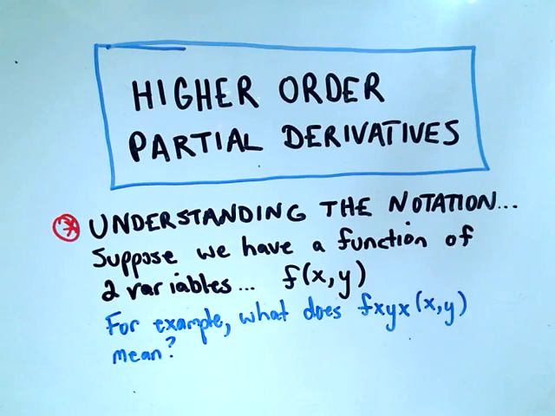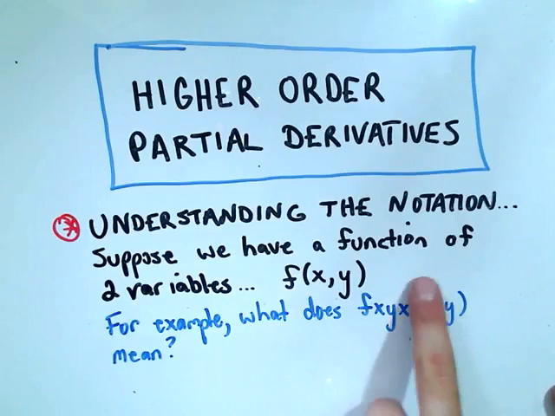Okay, in this video I just want to do an example of finding higher order partial derivatives. And the first thing I want to talk about is just understanding the notation. So suppose we have a function of two variables, x and y. And we want to understand what the notation f_xyx of (x,y) means. So just one particular example.